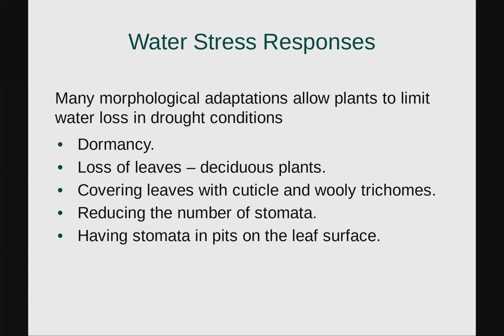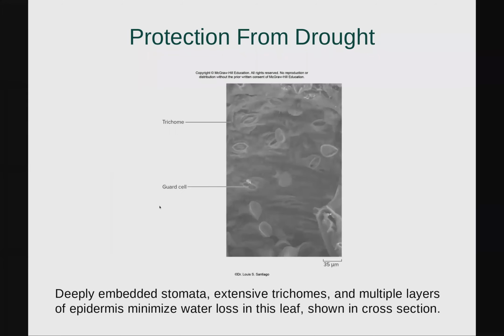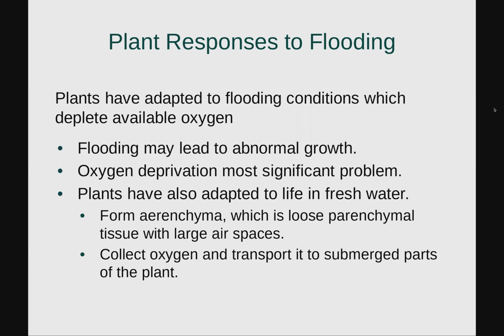Now, in addition, water stress is a big deal for plants. So there are many morphological adaptations that allow plants to limit water loss in drought conditions as well, including going completely dormant, losing their leaves. We see this in deciduous plants, covering their leaves with a much thicker waxy cuticle and woolly trichomes, reducing the number of stomata, and having stomata in pits on the leaf surface, trying to reduce their water stress. And we can physically see this here. This is a plant that's suffering from drought, but it's producing trichomes, producing essentially sunken-in stomata, again, to help reduce water loss. So that's our protections from drought.